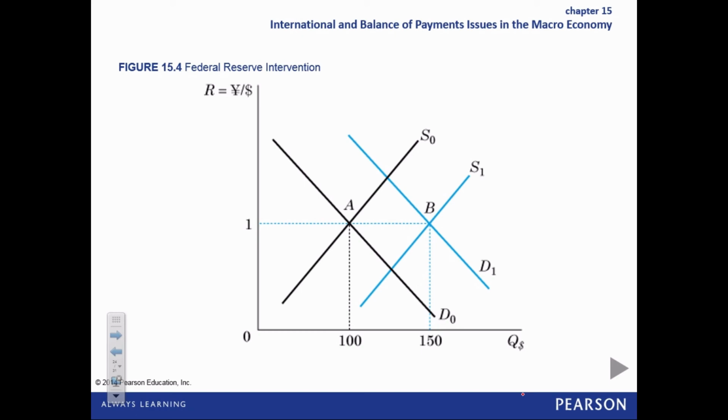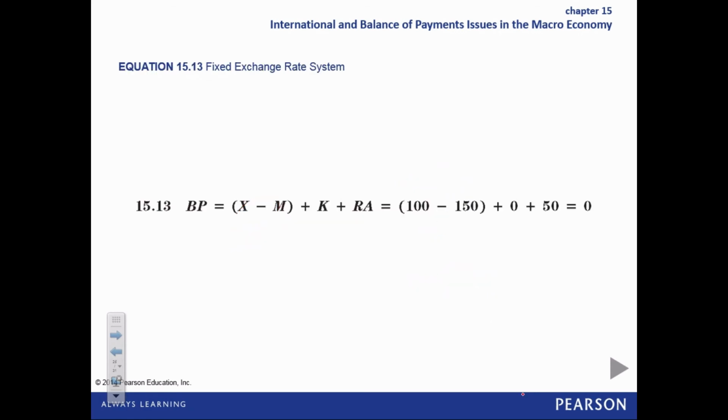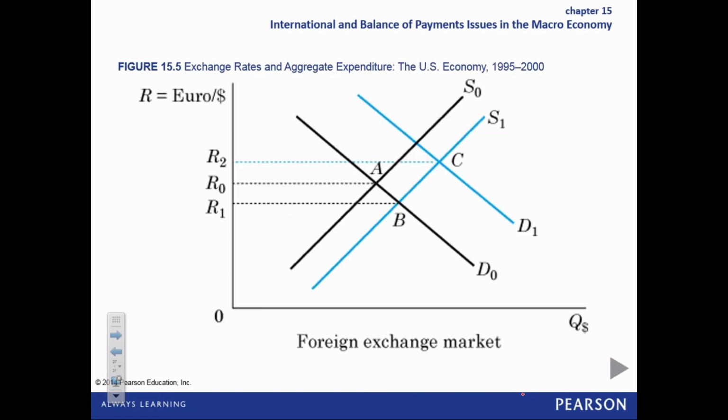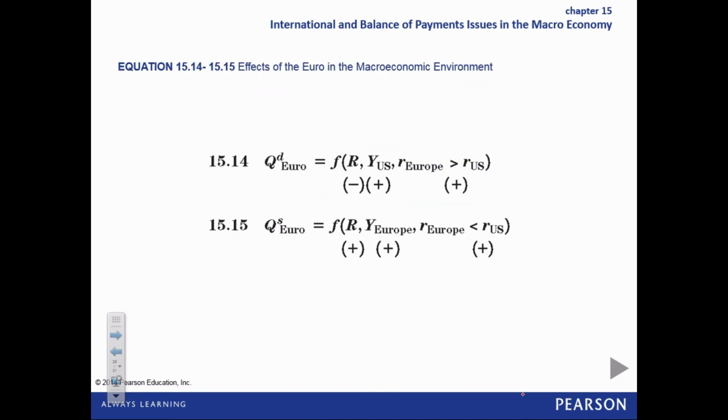This is a case where demand increased and supply increased the same amount, and therefore the exchange rate remained the same. That is possible to do. This is where the exchange rate actually ends up being higher, because the increase in demand is way more than the increase in supply. So you end up essentially from A to C. So the exchange rate would go up.